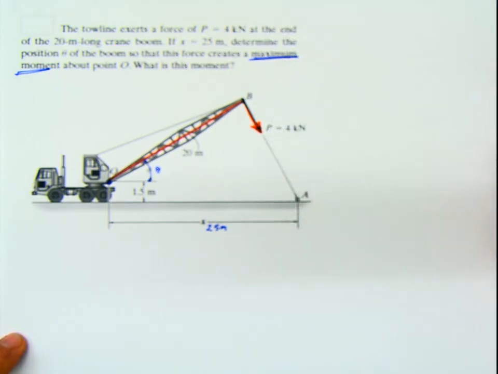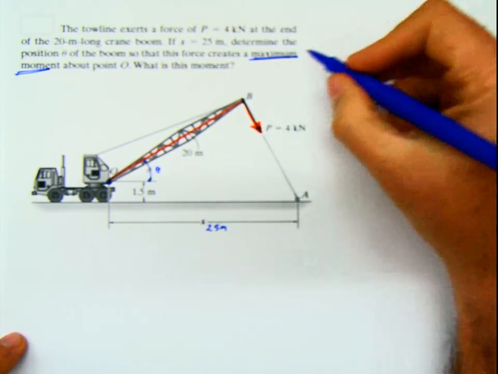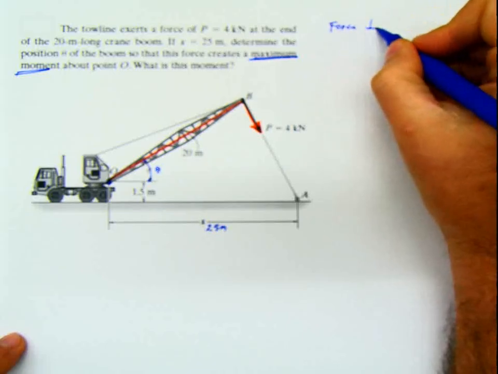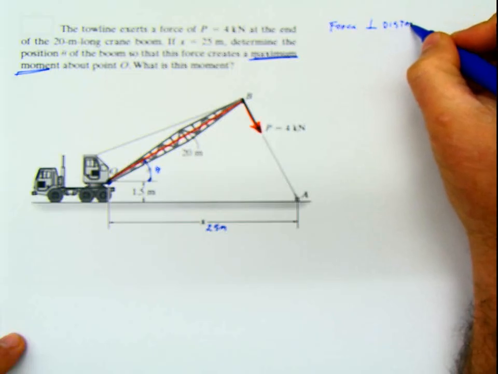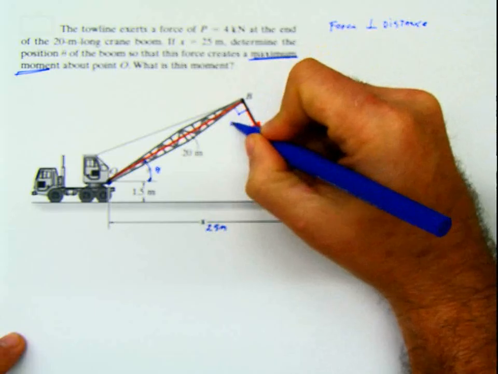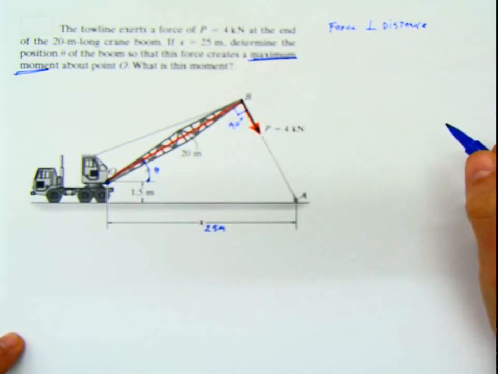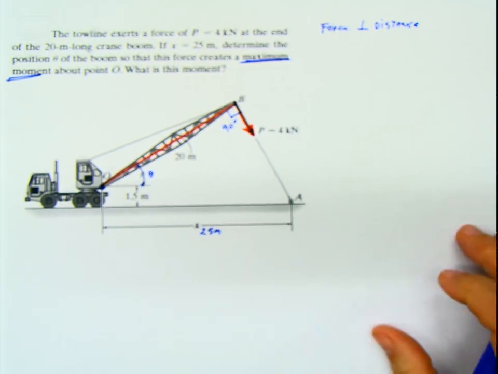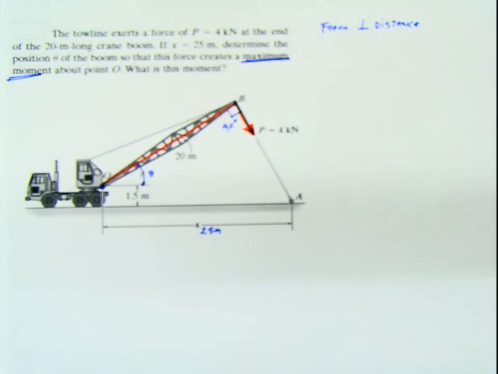I already said it in the previous example, but the maximum moment is always produced when the force is perpendicular to the distance, or vice versa. Meaning this angle is 90 degrees, so I already know that. I don't have to do anything else. You guys that are the math whizzes and like to take derivatives and make derivatives equal to 0, you can do that, and at the end you're going to realize that that is 90 degrees over there.